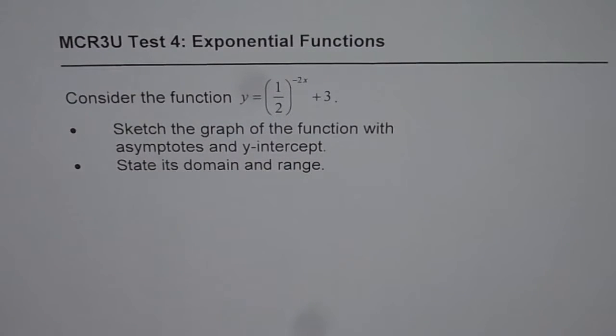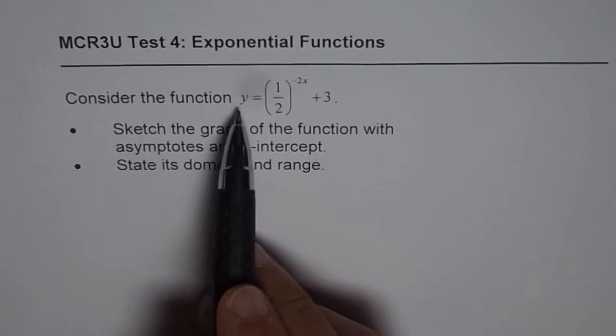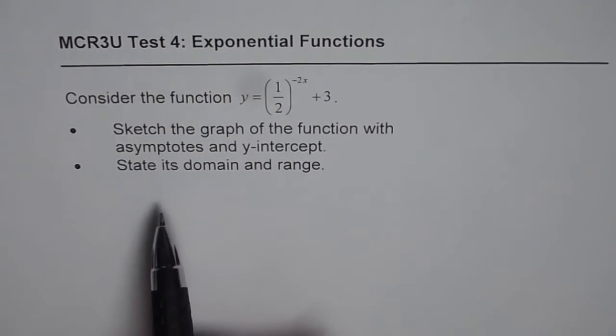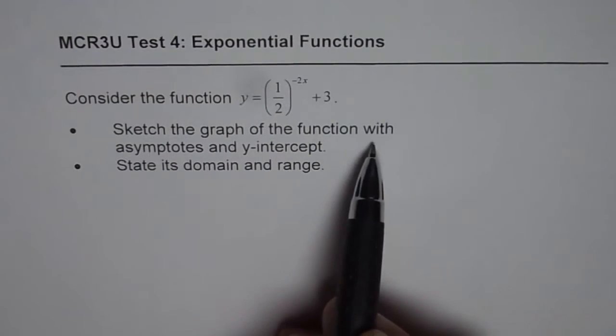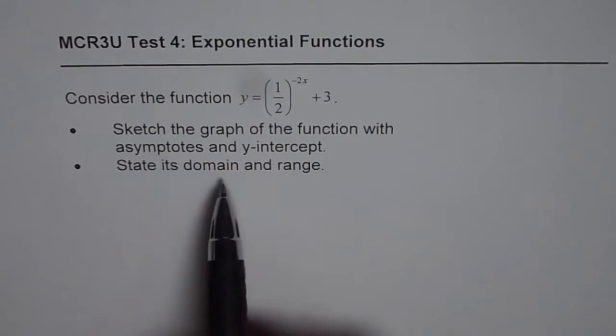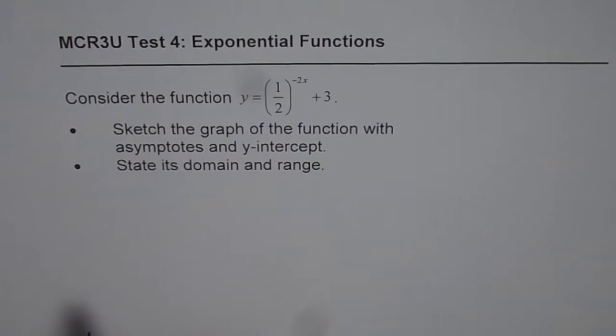The question here is, consider the function y equals (1/2) to the power of minus 2x, plus 3. Sketch the graph of the function with asymptotes and y-intercept. State its domain and range. You can pause the video, answer the question, and then look into my suggestion. It will help you to prepare for your test.